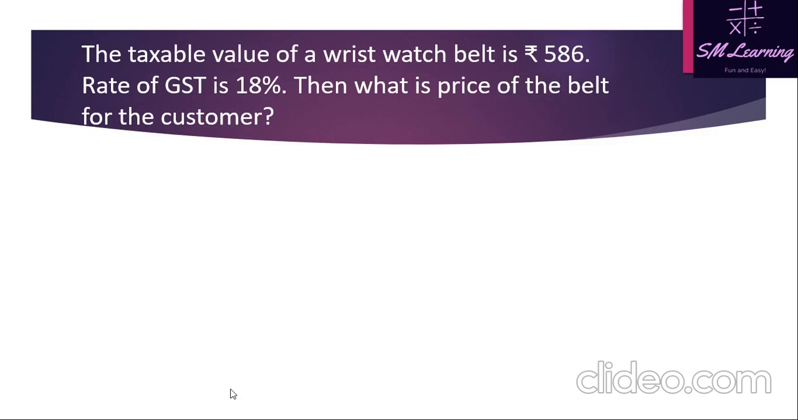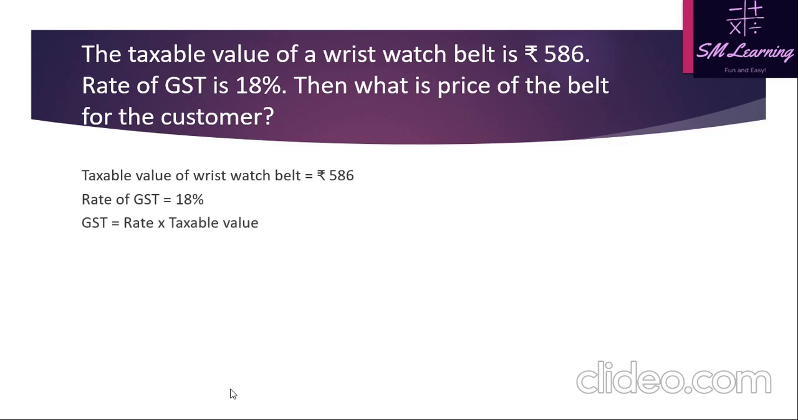Taxable value of a wristwatch belt is rupees 586. Rate of GST is 18%. Then what is the price of the belt for the customer? Now the taxable value of the wristwatch belt is equal to rupees 586. Rate of GST is given as 18%. Now the rate is given, we need to calculate the amount of GST, right? So what is the formula? GST is equal to rate into taxable value.